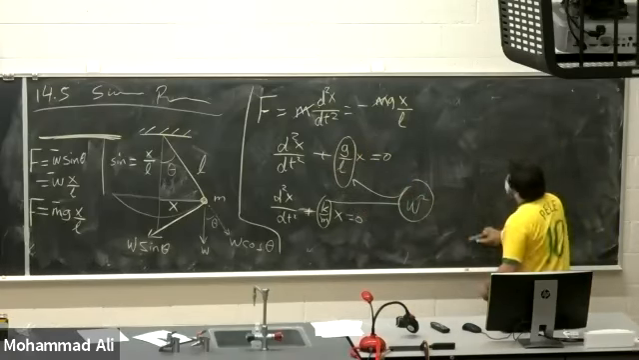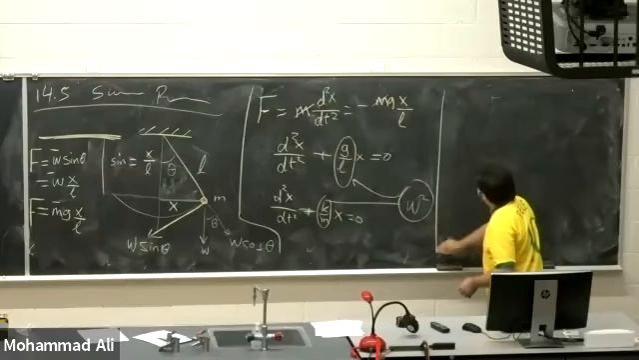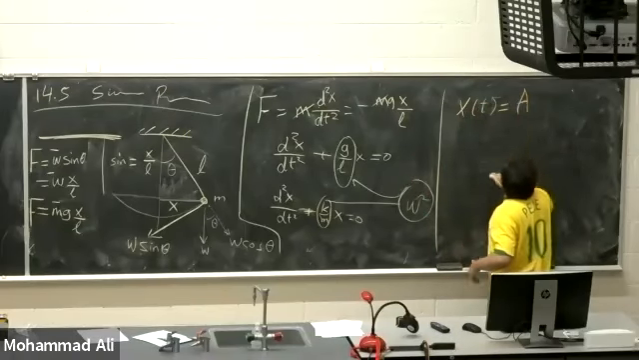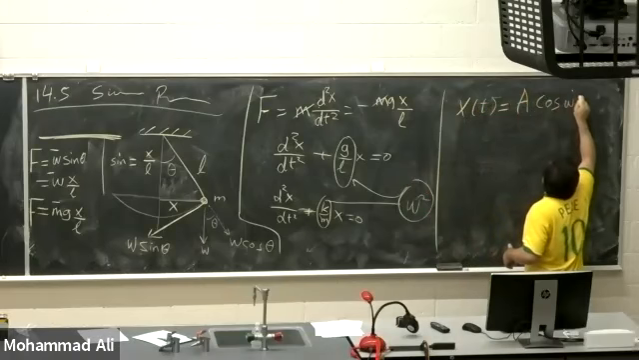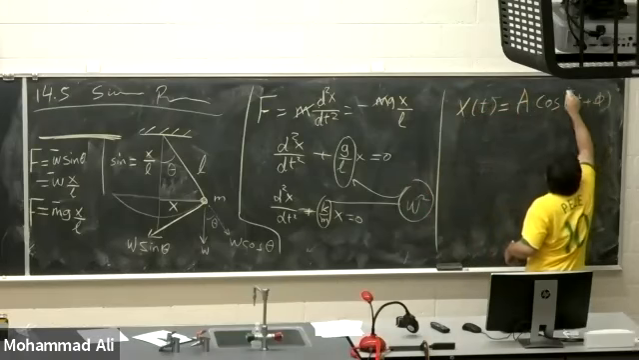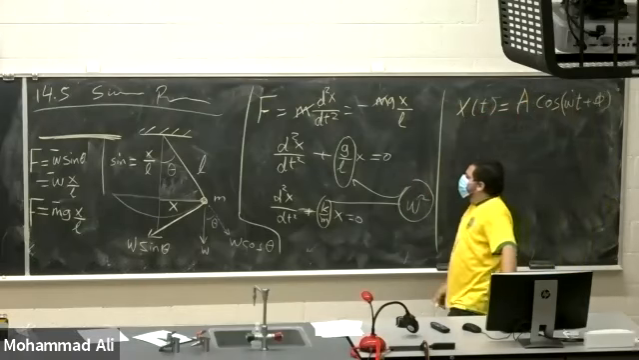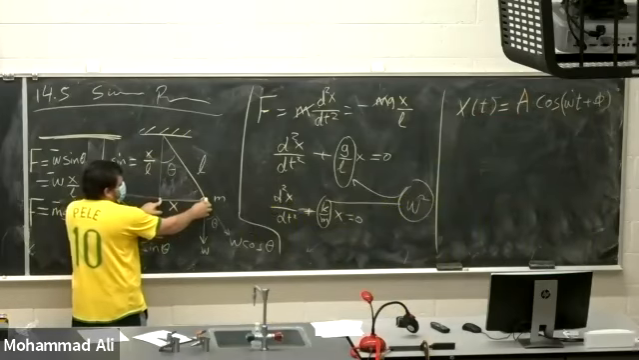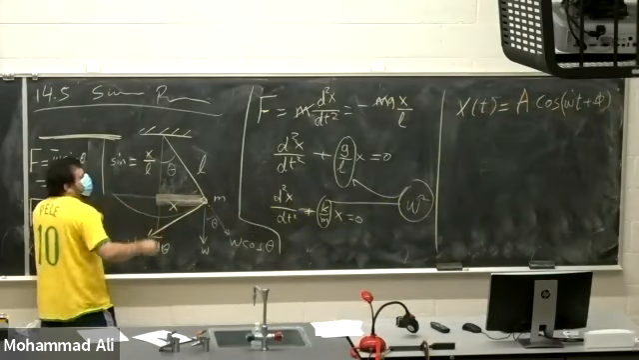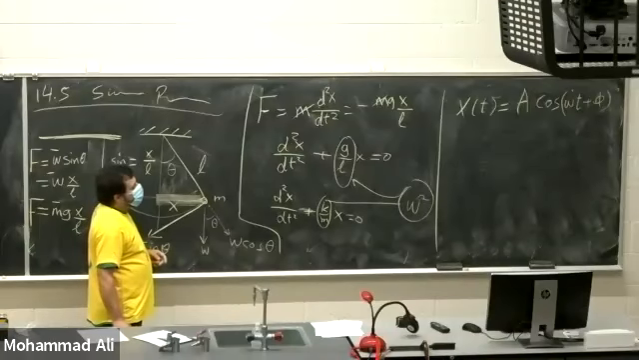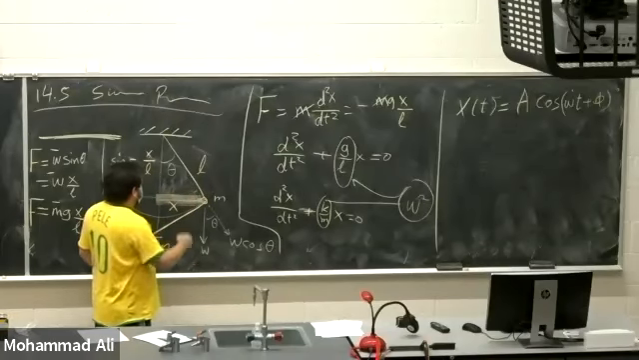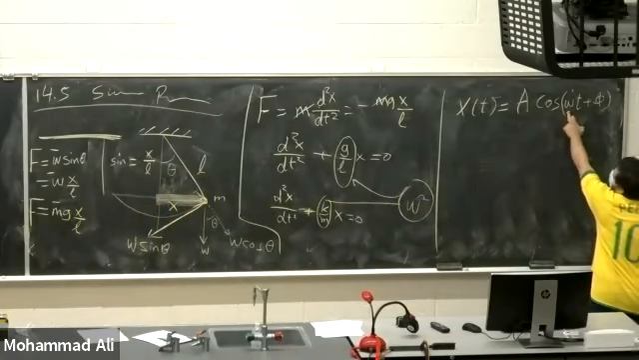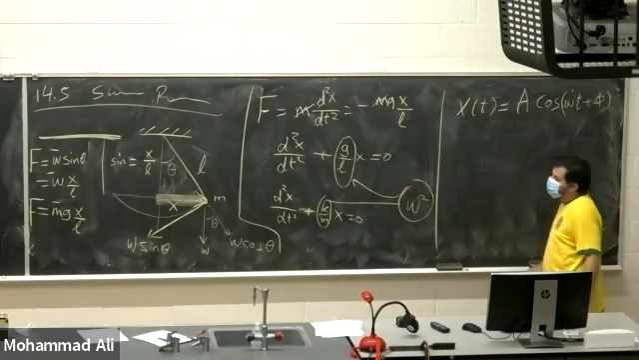So for the pendulum, or simple pendulum, we have x as a function of t equal again to A cosine omega t plus phi, and phi is the starting angle. A is the maximum x. This is A, the maximum x. Also, omega is the square root of g over L.